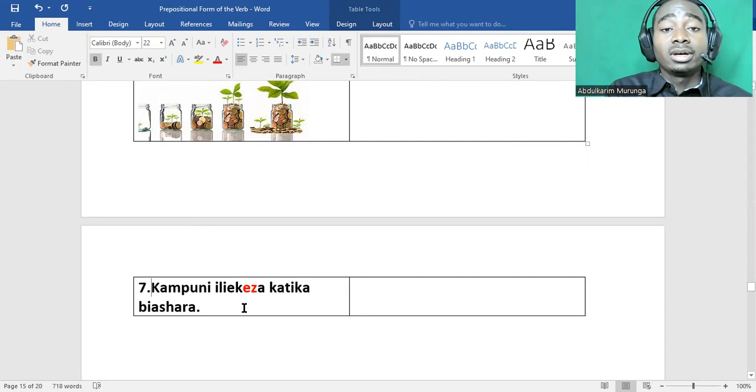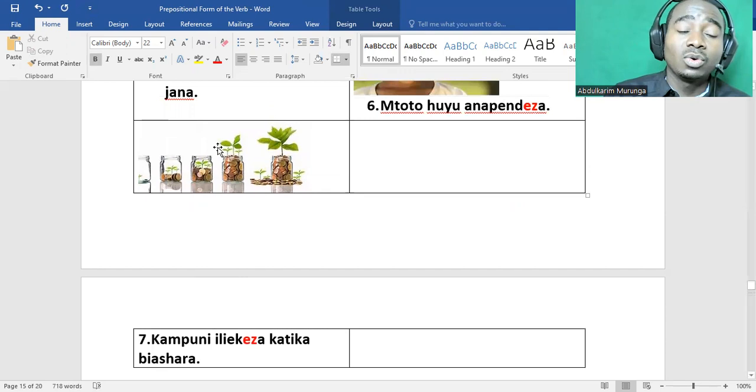Seven, kampuni iliekeza katika biashara. Kuekeza, to invest. Kampuni iliekeza katika biashara. The company invested in business. Iliekeza.